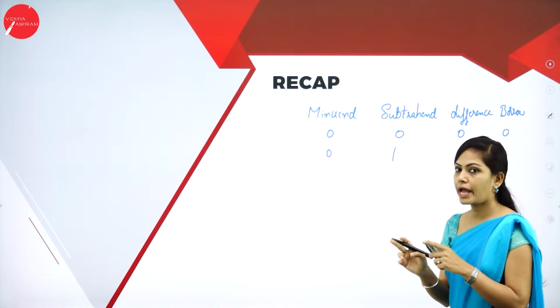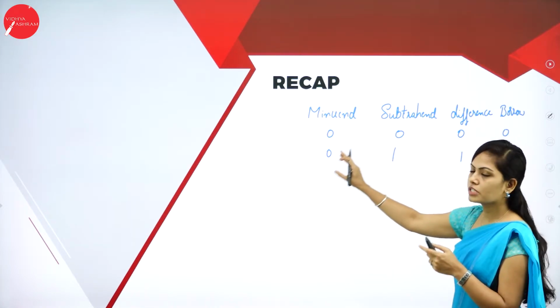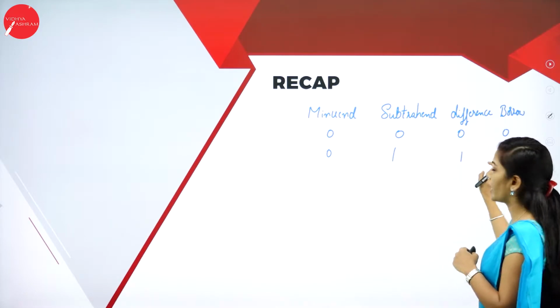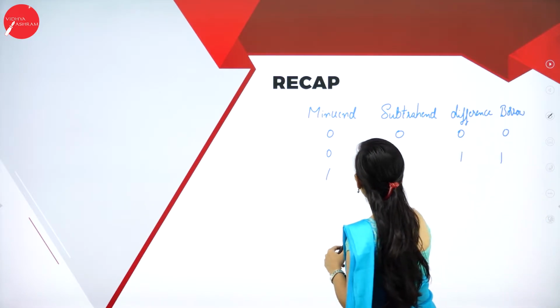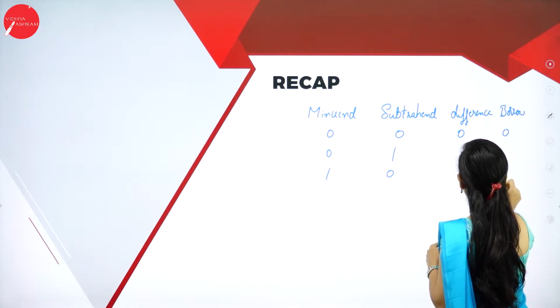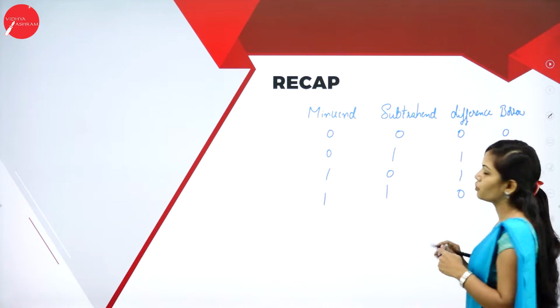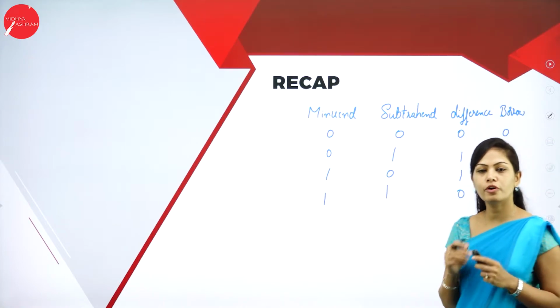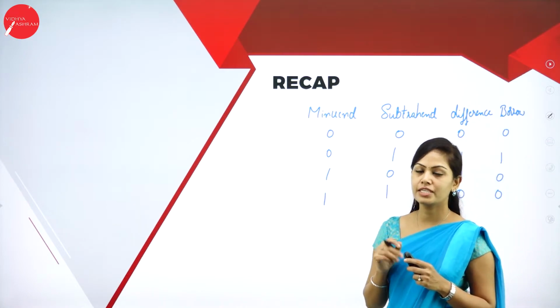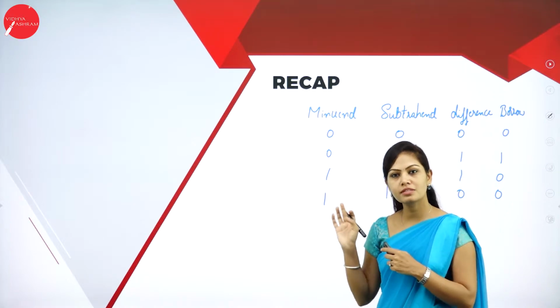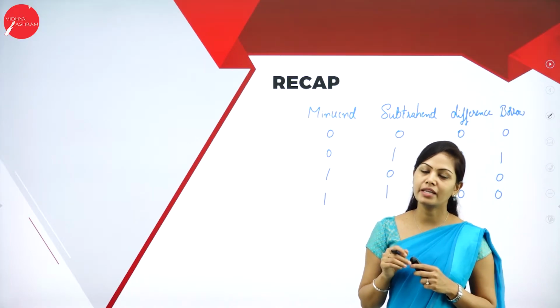There is no sum and carry. You have to difference this 0 and 1. You will get 1 and 1. And 1 minus 0 you will get 1 and borrow is 0. And 1 minus 1 is 0 and 0. You have to use these rules for performing binary subtraction. It's very simple concept. Please use these rules for performing the binary subtraction.